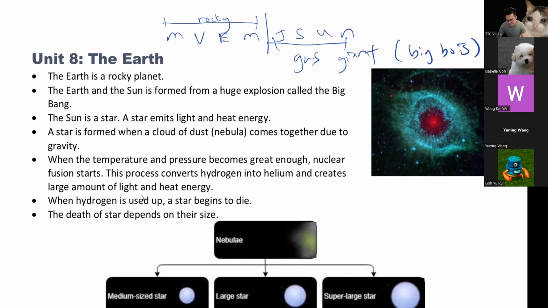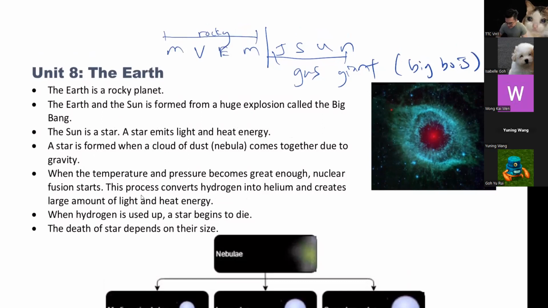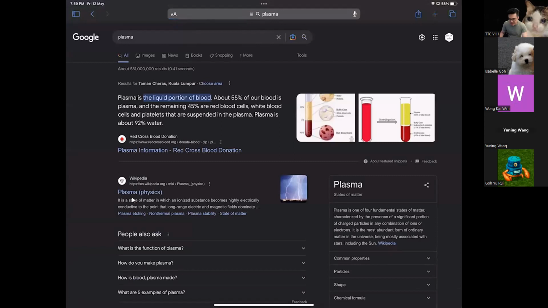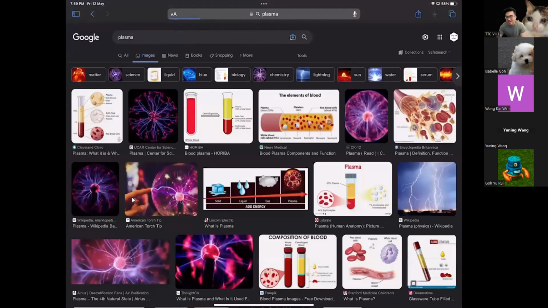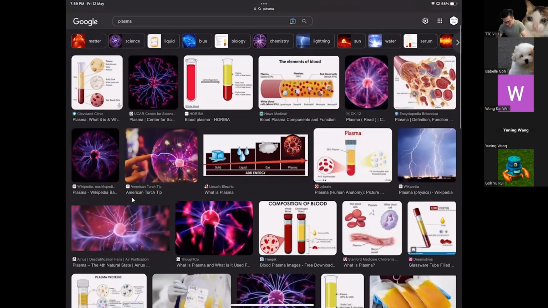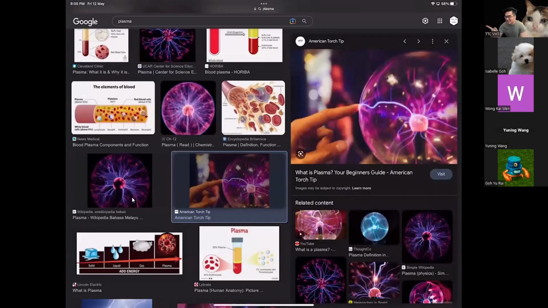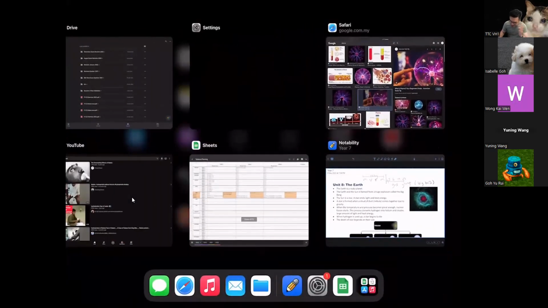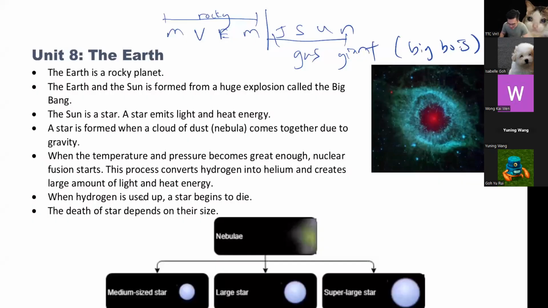We don't call it gas. We call it plasma. This is the fourth state of matter. You know your plasma lamp? The sun is your plasma. You know the electricity, the zzz, that's the plasma. So the sun is a plasma. The more you know, it's the fourth state of matter.